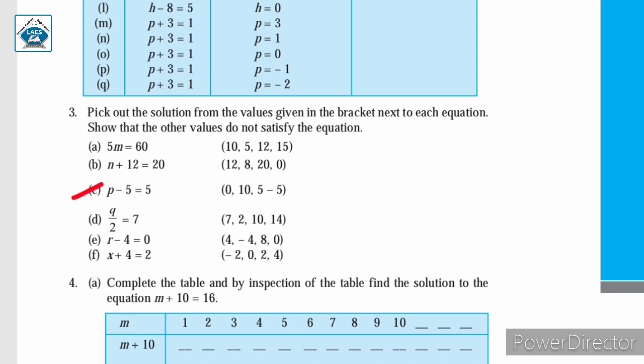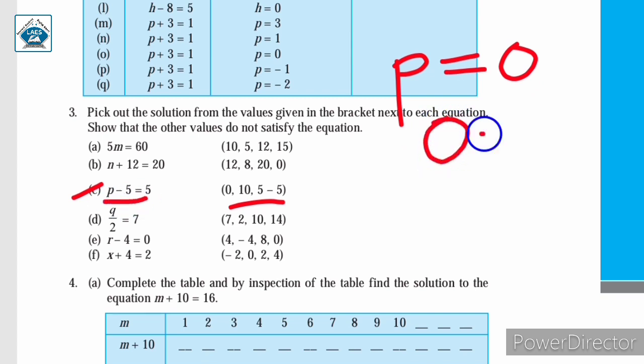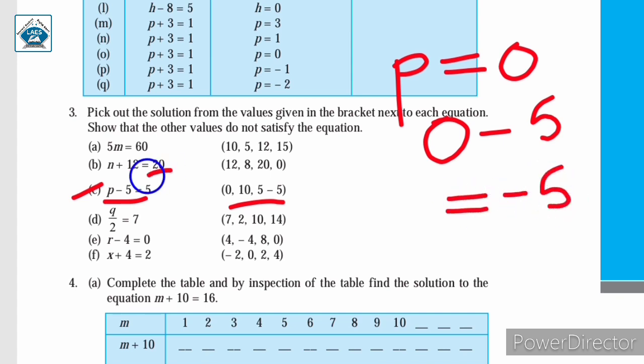In the next part, you are given p minus 5 is equal to 5. So here you are given 4 different values, which is similar to question number A and question number B. You need to simply take p is equal to 0 firstly, and here p minus 5 will become 0 minus 5, which is equal to minus 5. Here on the right hand side it is equal to 5, but here we are getting minus 5, which is not equal to 5. So for p is equal to 0, the equation is not satisfied.